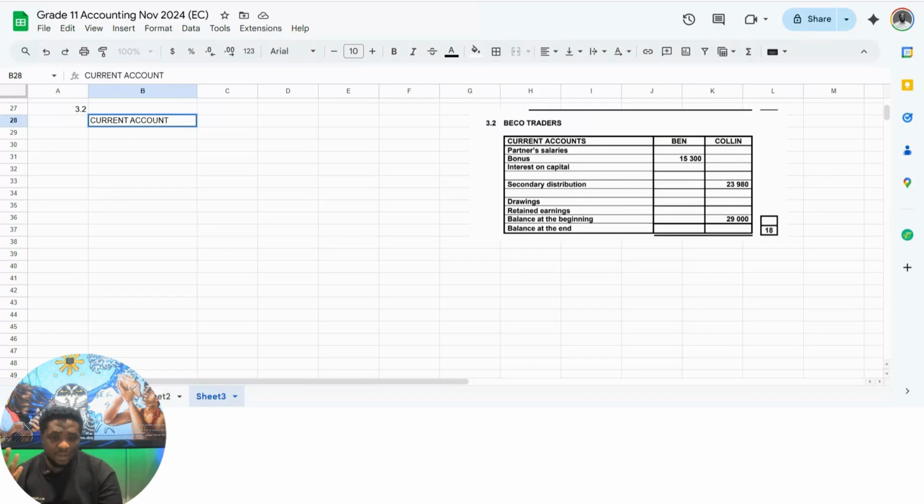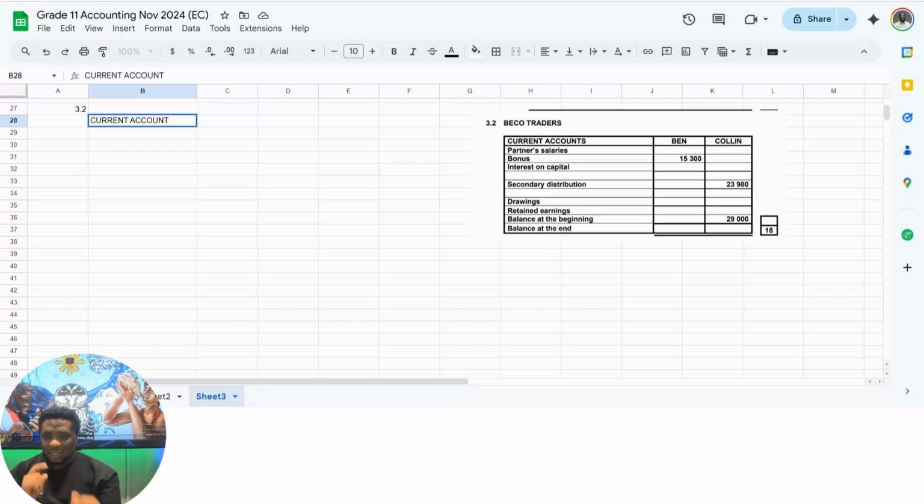Now, what makes up the primary distribution? It is your partners' salaries, your bonuses, your interest on capital, basically what each partner is entitled to as part of this partnership. Once the profits pay whatever needs to be paid in the primary distribution, we look at the remaining profit, and we use that remaining profit to do the secondary distribution, using a pre-agreed ratio that is in the partnership agreement, and the information is going to be very clear about that.